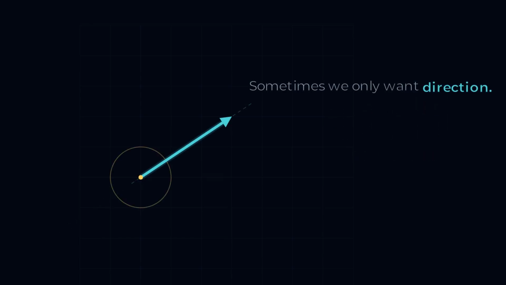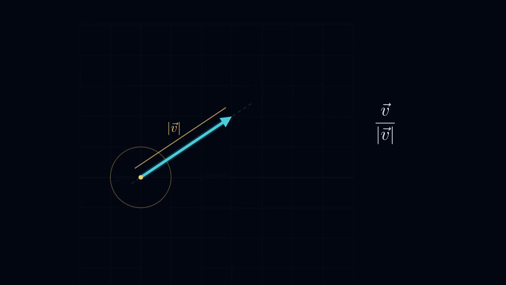Sometimes we only want the direction, so we divide a vector by its own length. The result points the same way, but its length becomes 1.